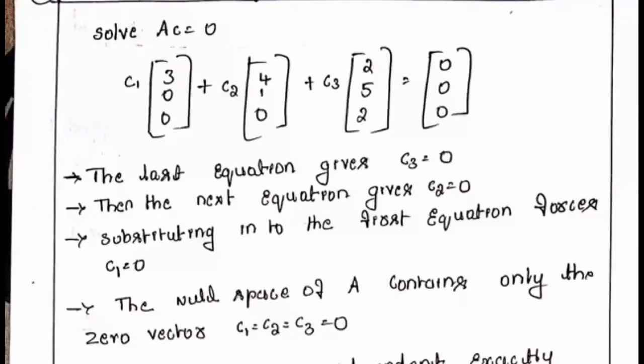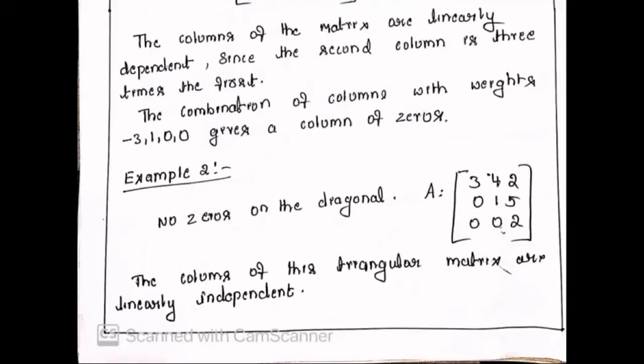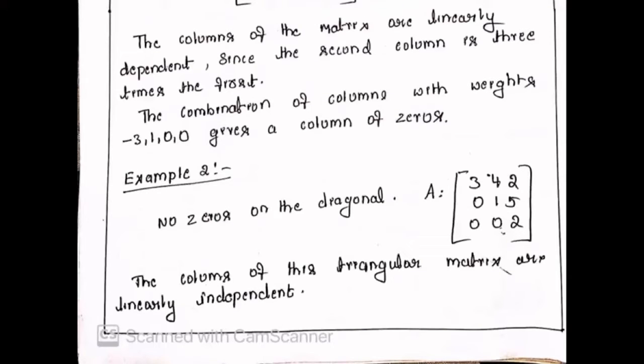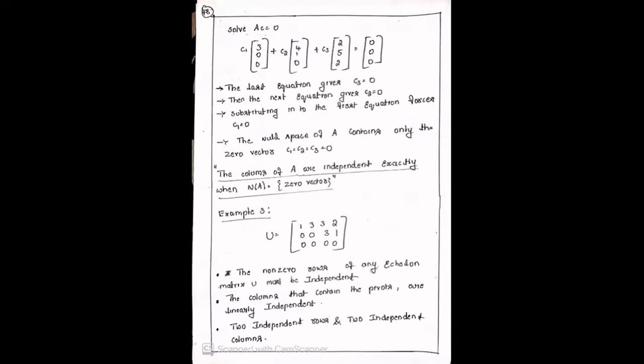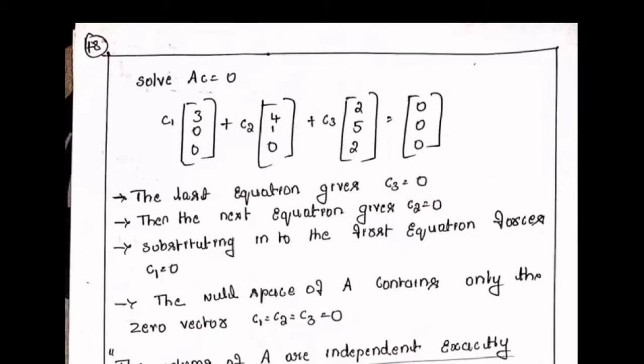Okay. The matrix was this: 3, 4, 2, 0, 1, 5, 0, 0, 2. So I am expressing it like this. Okay. So I am trying to write it in the format of AC is equal to 0. C1 times the first column, C2 times the second column, C3 times the third column is equal to 0. Okay. So this is what we are expressing. Now what you have to do is find out the values of C1, C2, C3.